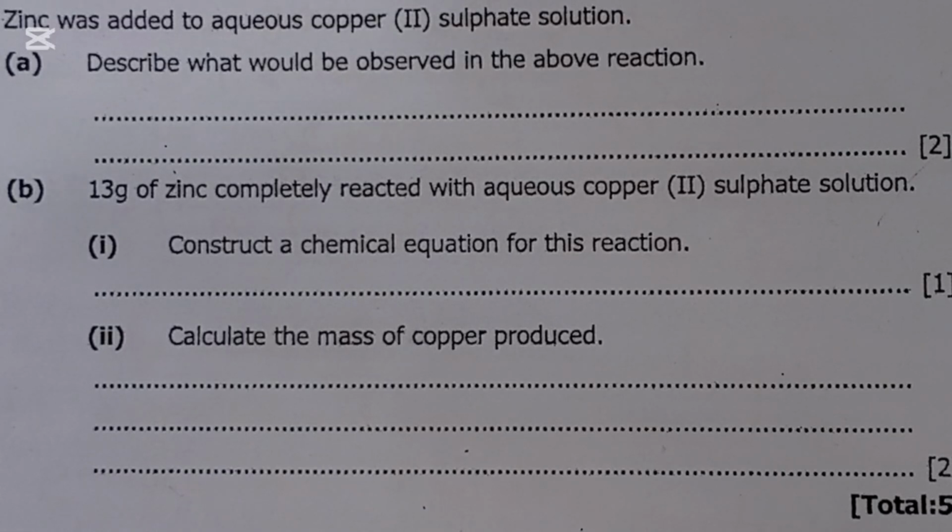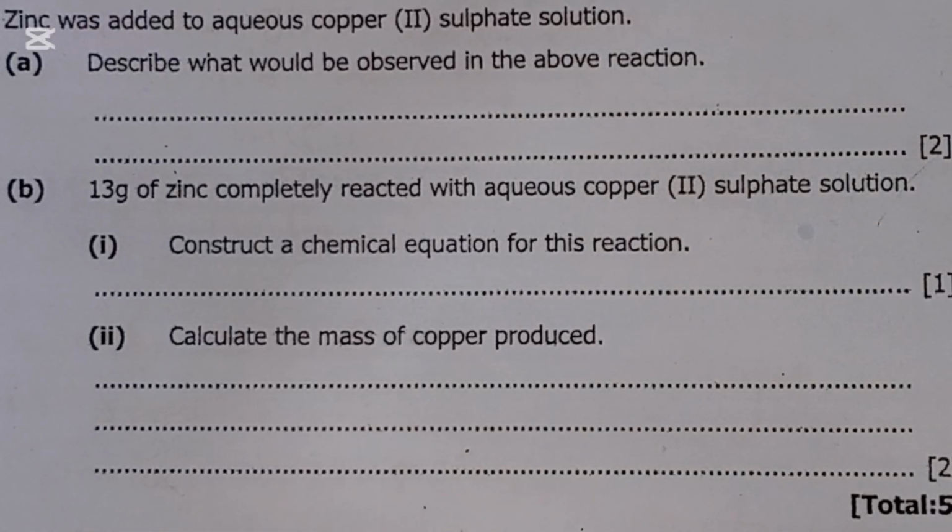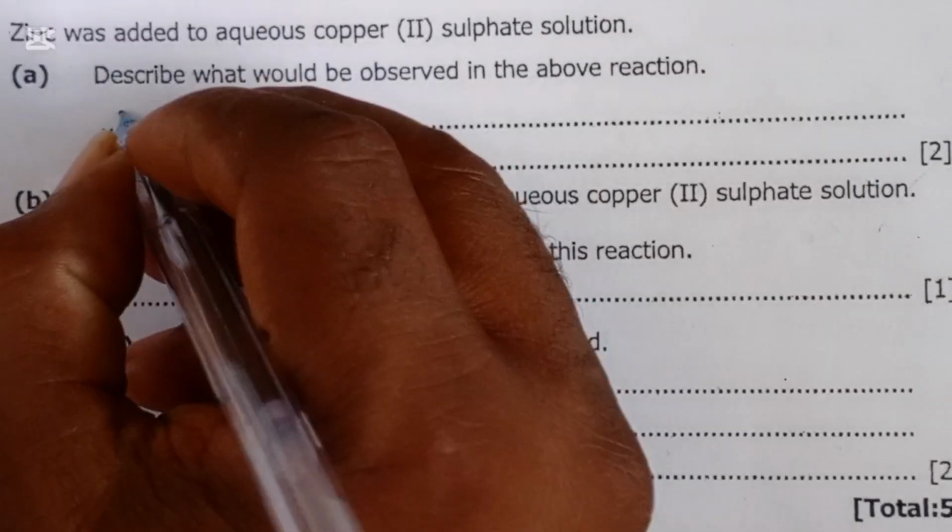Okay, so now the question is demanding the physical appearance. You need to understand that copper 2 sulfate solution is blue in color. So when we put in zinc, the color will not remain the same as blue. What is going to happen is that the blue color of copper 2 sulfate solution will change to colorless, which is zinc sulfate solution.